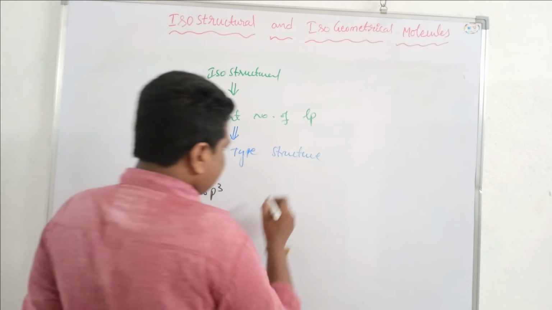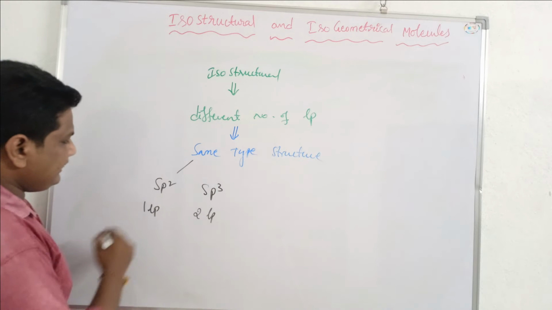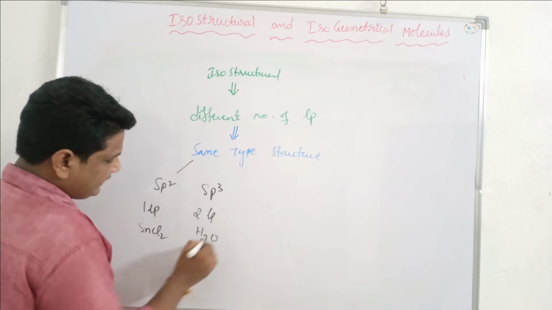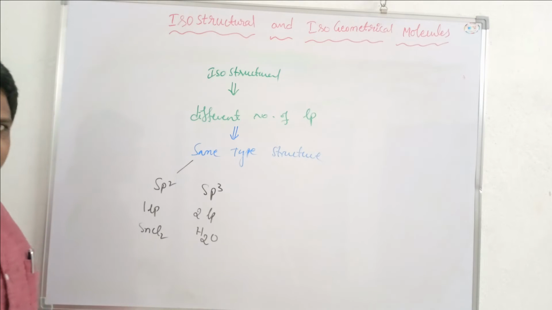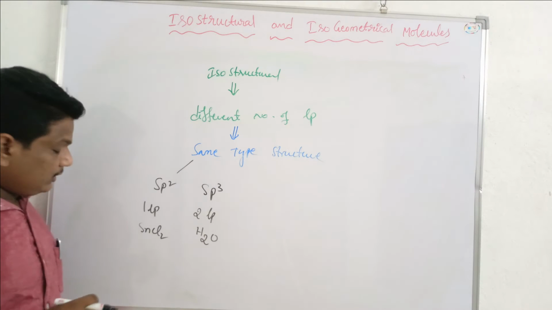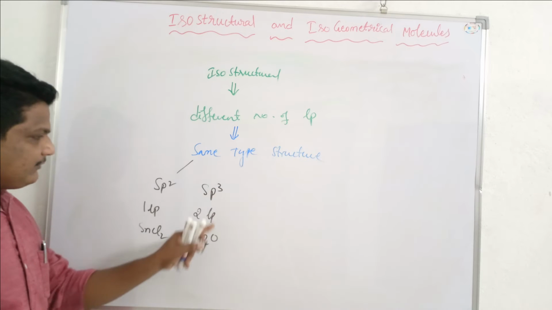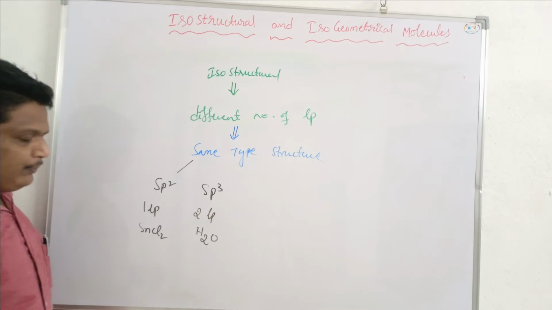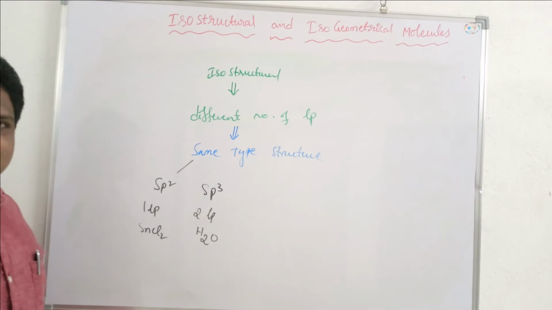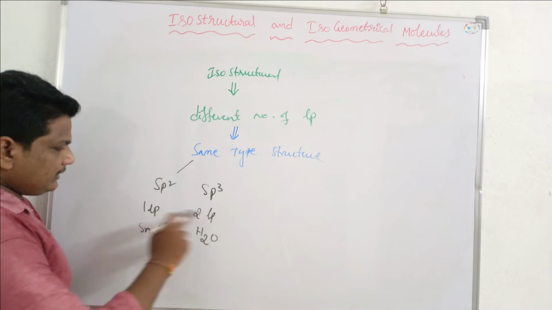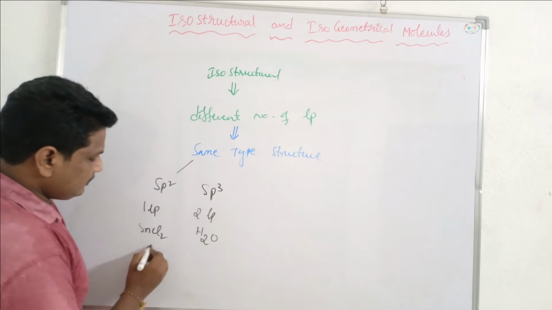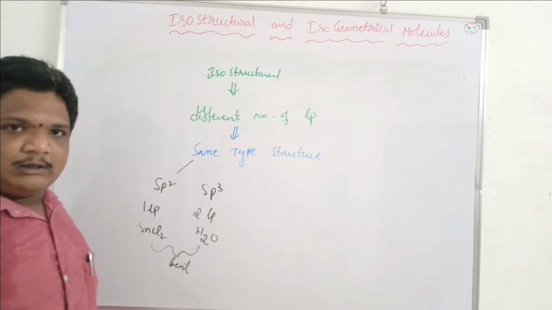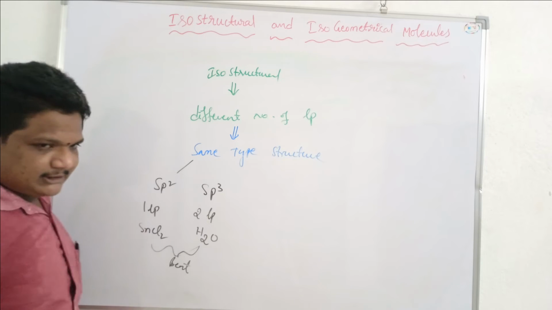Simply we can say SnCl2 and H2O. In the case of SnCl2 we have sp2 hybridization, and we can observe one lone pair. In the case of sp3 hybridization we can take H2O as an example. Here we have two lone pairs and two sigma bonds. Even though they have different numbers of lone pairs, both have a bent shape.